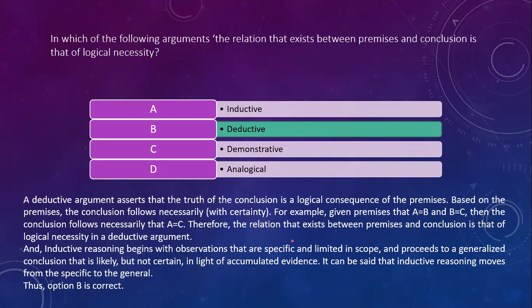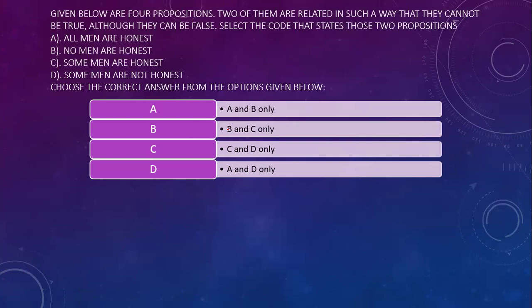For example, given the premises that A is equal to B and B is equal to C, then the conclusion follows: A is equal to C. Therefore, the relation between premises and conclusion is that of logical necessity in a deductive argument, from universal to particular. Inductive reasoning begins with observations that are specific and limited in scope and proceeds to a generalized conclusion that is likely but not certain in light of accumulated evidence. It moves from specific to general. So deductive goes from general to specific. Okay, next question.